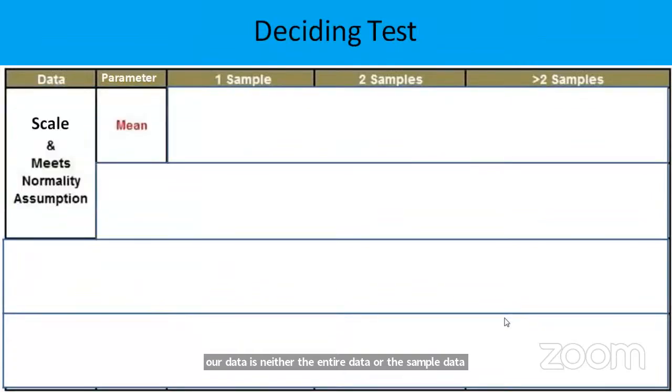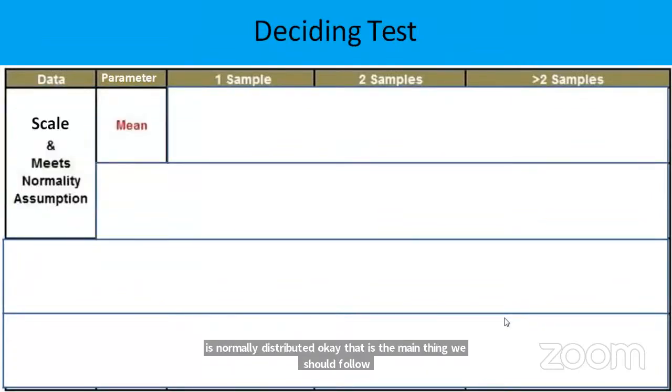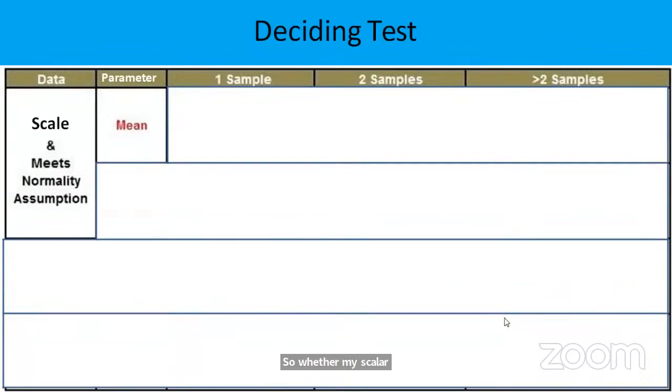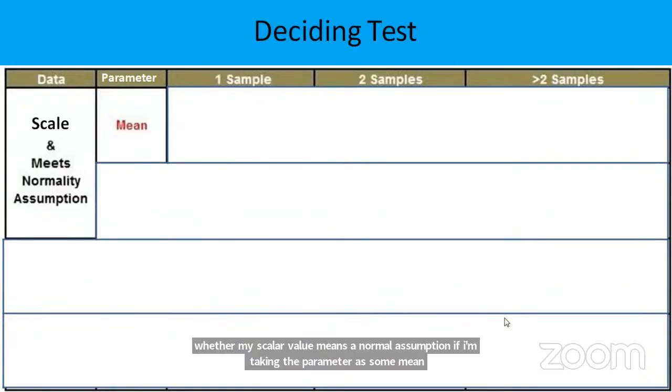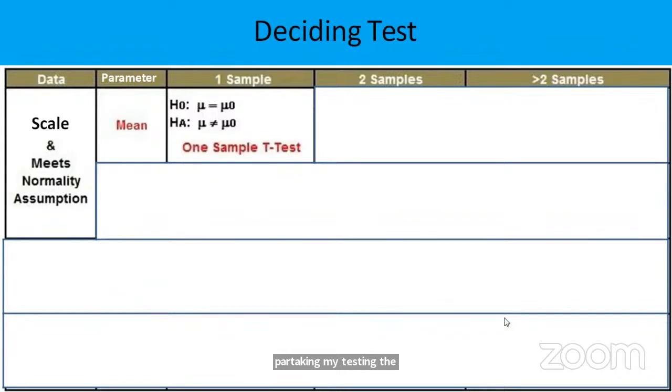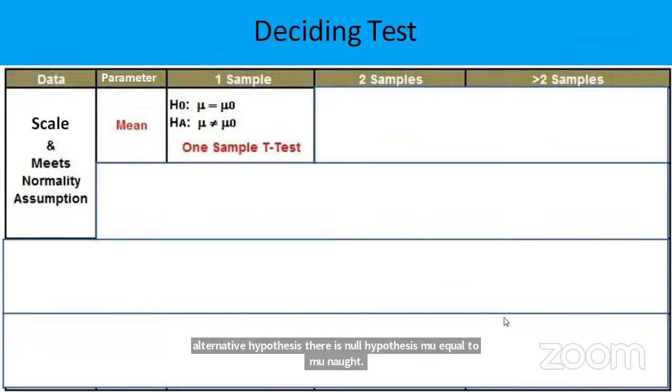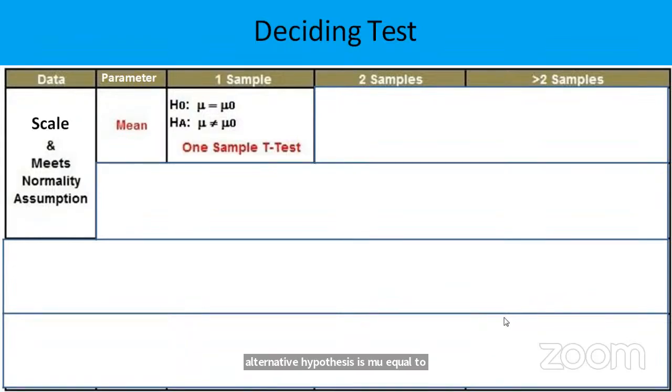So with the normality assumption met, if I am taking the mean as the parameter for testing the hypothesis with one sample, the null hypothesis is mu equal to mu naught, and the alternative hypothesis is mu not equal to mu naught. I go with the one sample t-test because I have taken only one sample, only one attribute's values, for testing the mean value.